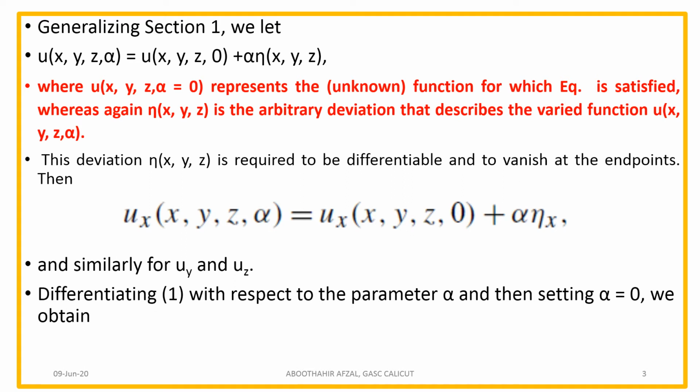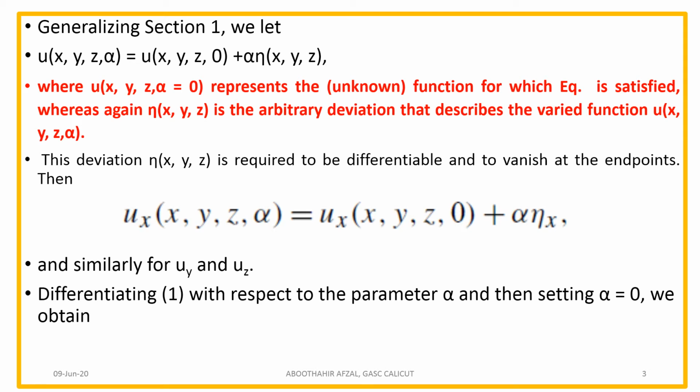Therefore u of x, y, z, alpha equals u of x, y, z, 0 plus alpha into eta of x, y, z. As you already know, u of x, y, z, 0 will be the value of the function at alpha equal to 0, and eta is an arbitrary deviation, and alpha is a scaling factor.